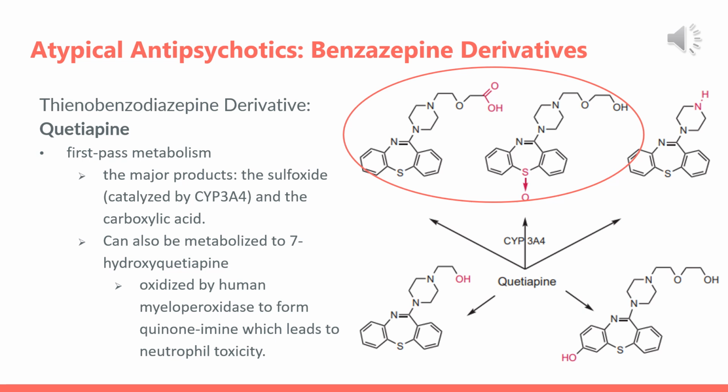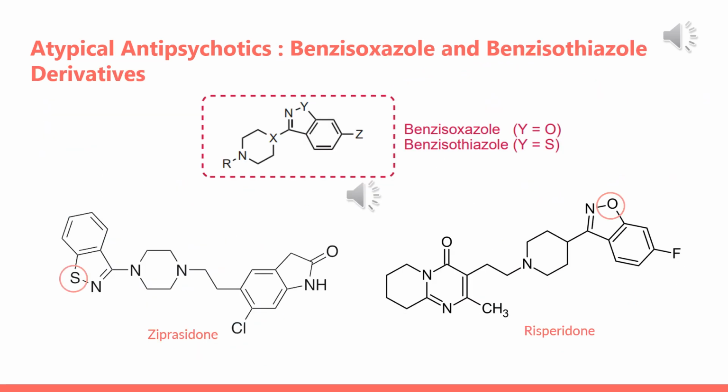It undergoes first-pass metabolism with major products such as the sulfoxide, catalyzed by CYP3A4, and the carboxylic acid. It can also be metabolized to 7-hydroxyquetiapine, which can then be oxidized by human myeloperoxidase to form quinone imine, which leads to neutrophil toxicity.